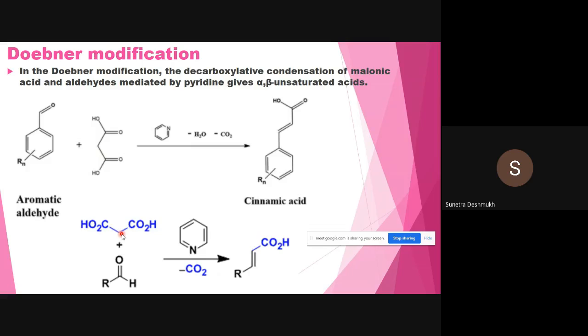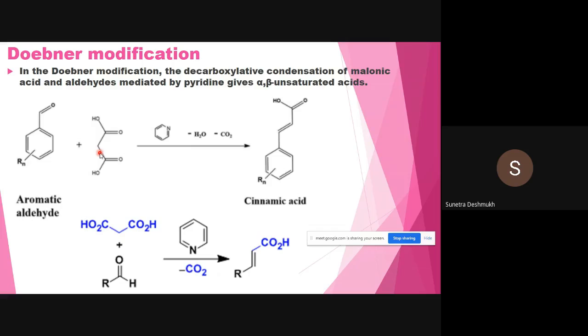When we have changed this starting material of this malonate, instead of malonate, we have taken this dicarboxylic acid. Okay, so 2 carboxylic COOH groups are present, and at that time we cannot use piperidine as a catalyst because piperidine is highly basic. So if we use piperidine, then this COOH group can undergo neutralization. So instead of piperidine, we will use here pyridine as a basic catalyst.